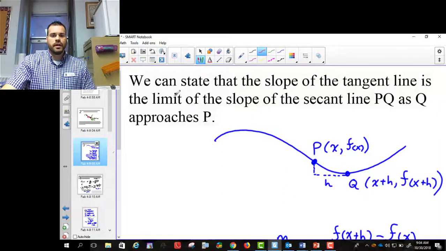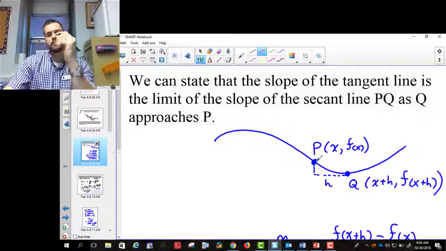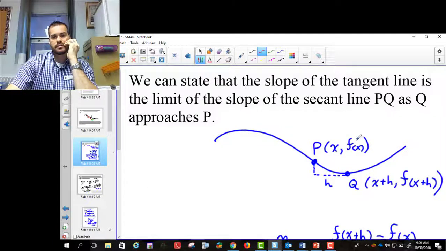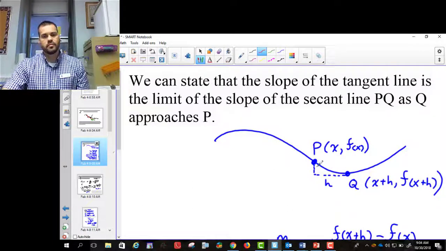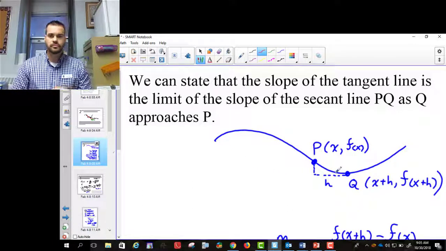So what we're going to do is define our point P, if we just zoom in, as x and f of x. Same thing as y, but it's the function at x. And then the distance between P and Q, I'm going to define as h. So that means that if I start at x and I go h more, I have x plus h as my x value, and that means my y value is f of x plus h. Okay, so then I ask, what's the slope between those two points?